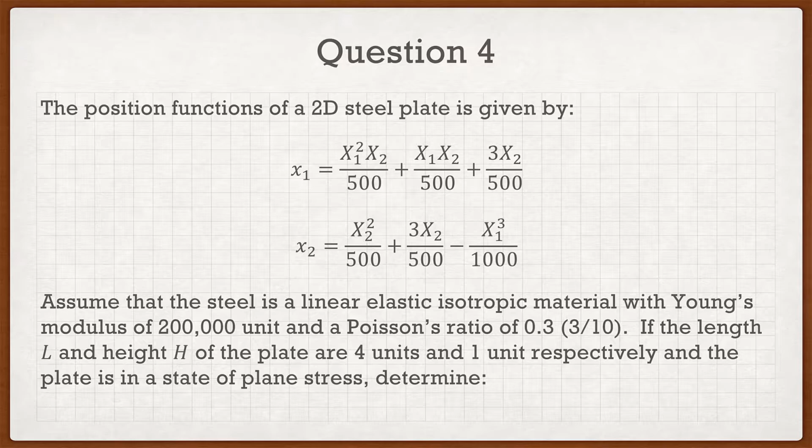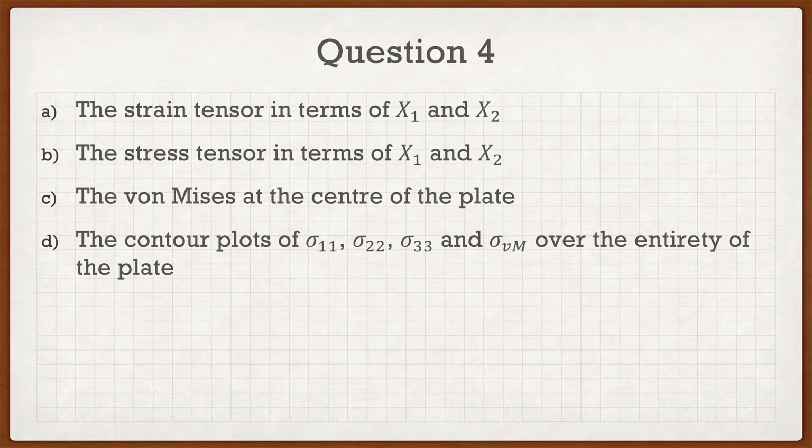It says if the length L and height h of the plate are 4 units and 1 unit respectively, and the steel is in a state of plane stress, so that's definitely a big one, determine A, the strain tensor in terms of x1 and x2; B, the stress tensor in terms of x1 and x2; C, the von Mises stress at the center of the plate; and D, the contour plots of sigma 1, sigma 2, sigma 3, as well as sigma von Mises over the entirety of the plate.